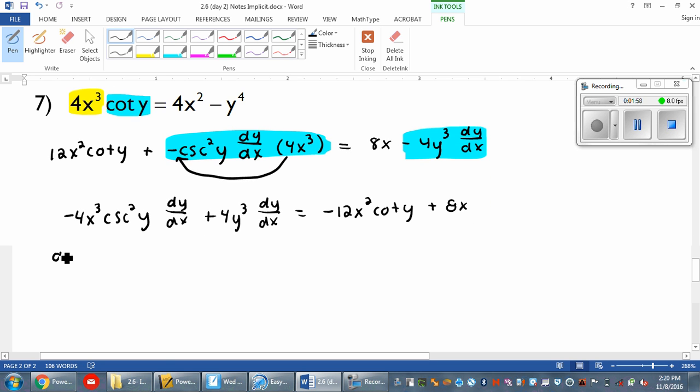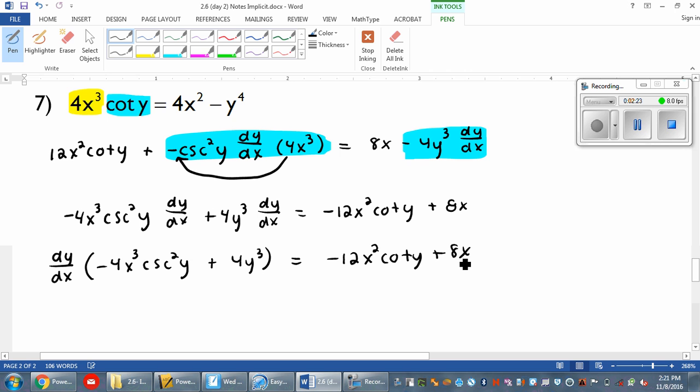From here, to get dy over dx by itself, I'm going to factor it out. I'm left with negative 4x cubed cosecant squared of y, plus 4y cubed, and everything else remains the same. All I did on the left-hand side was factor out the dy over dx to get the process started with solving for it. Here, finally, to get dy over dx by itself, you're going to divide by negative 4x cubed cosecant squared of y plus 4y cubed.